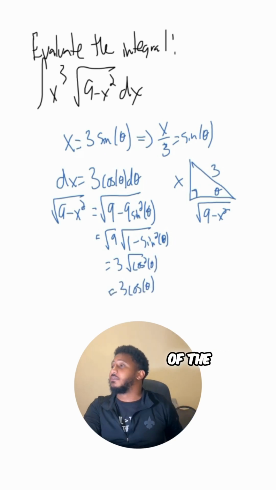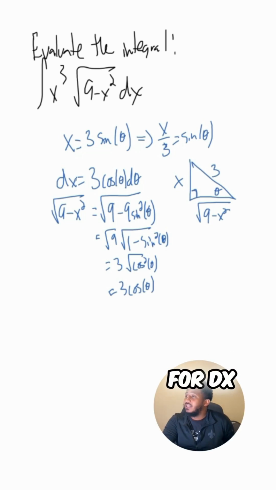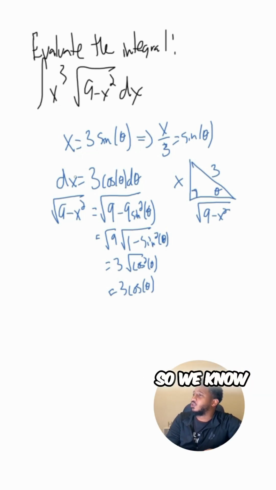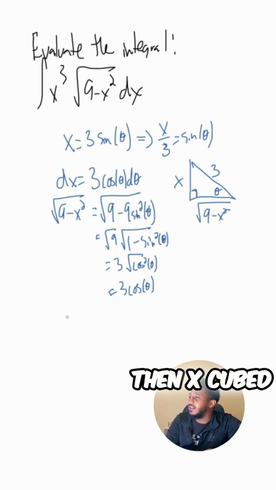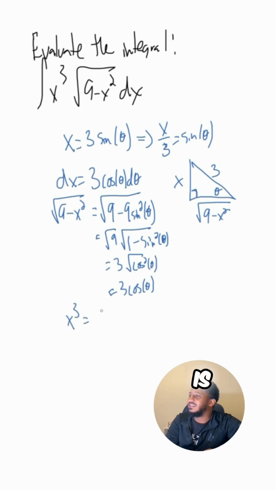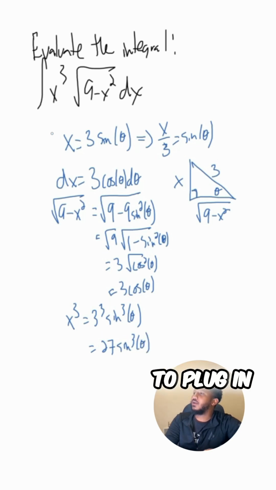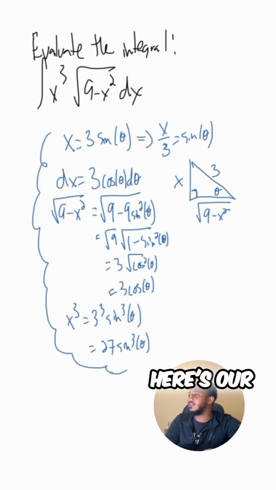So I have something to plug in for x, for dx, and for that square root. We need something to plug in for this x cubed as well. If x is 3 sine of theta, then x cubed is 3 cubed sine cubed of theta. In other words, that's 27 sine cubed of theta. So we have something to plug in for each part. Here's our sub bubble, here's our subble.